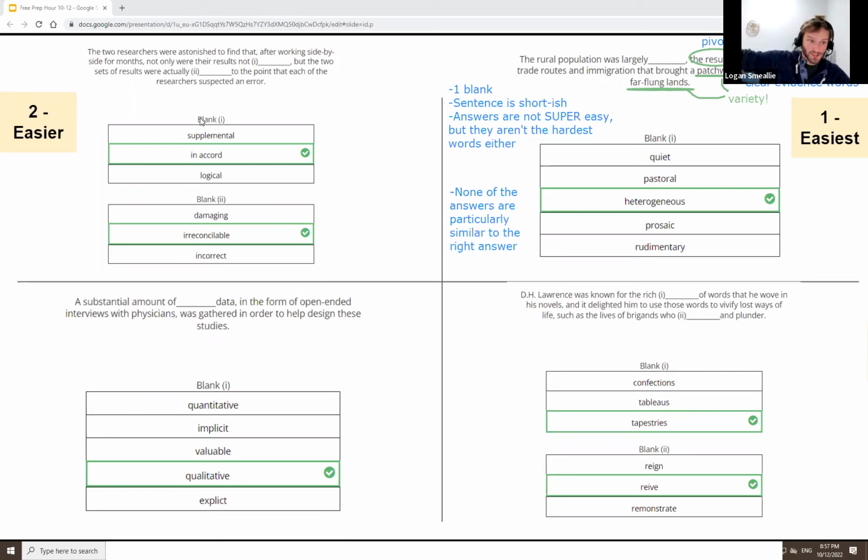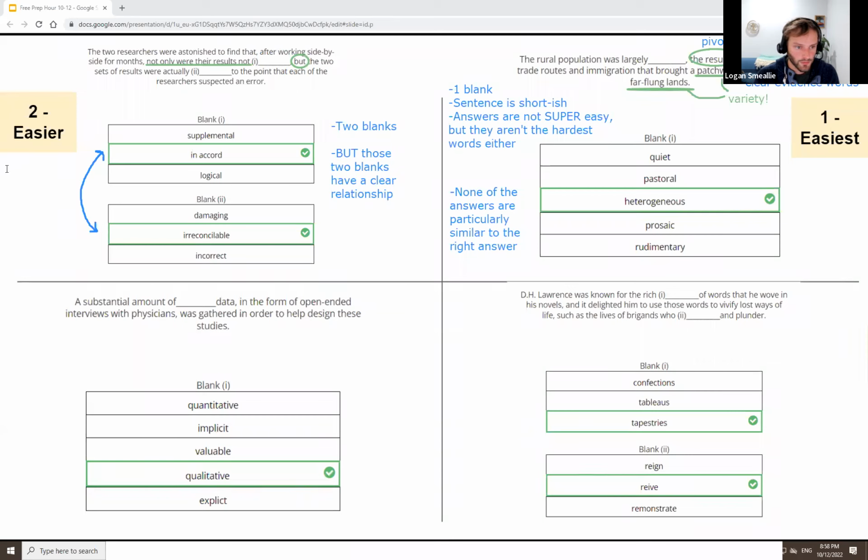Similar to how the result of gave us a big clue over there. If you've had a chance to read through this one, you'll see we're talking about 2 researchers where not only were their results not, but the 2 sets of results were something. So we know, and this helps us have a more straightforward, confident answer to this question.